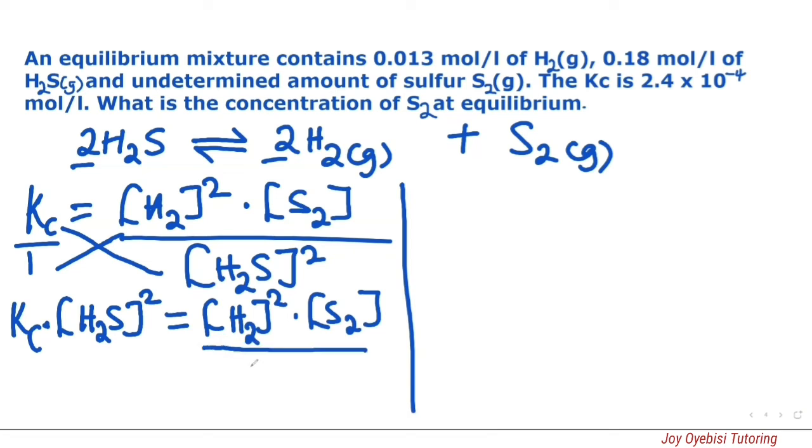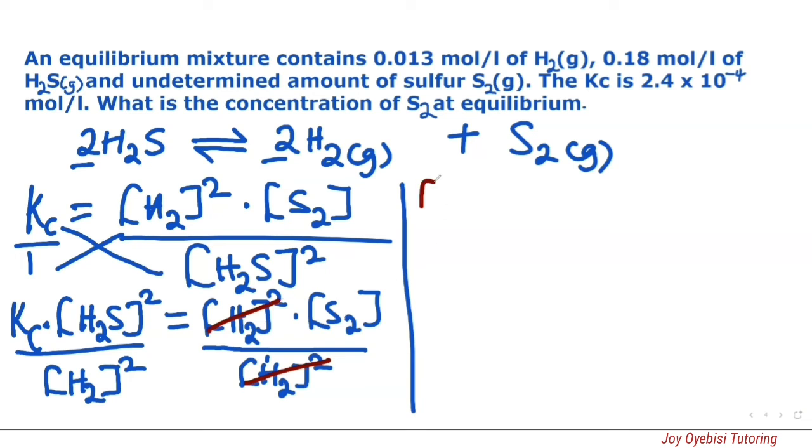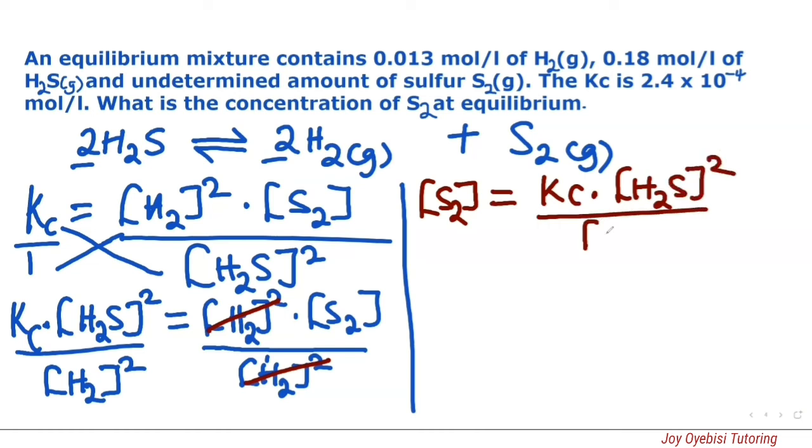Now, we're going to divide both sides by the hydrogen squared in order to have our S standing alone. So the hydrogens on the right hand side will cancel out, and you're left with just the sulfur as the subject of the formula. So the concentration of sulfur will be equal to Kc multiplied by H2S squared, divided by the concentration of hydrogen squared.